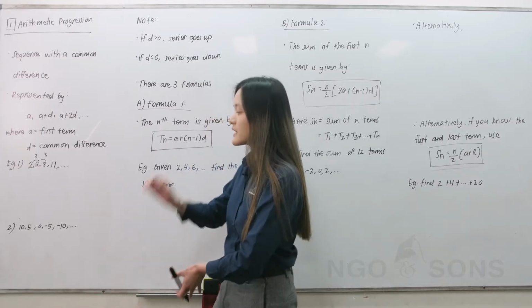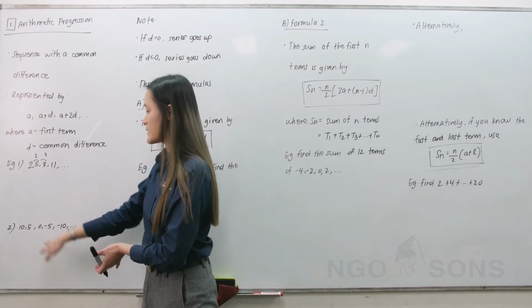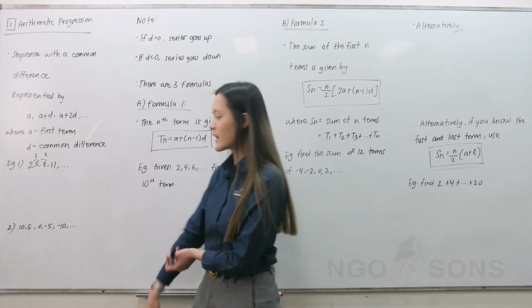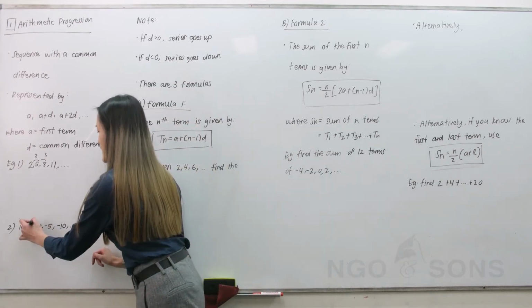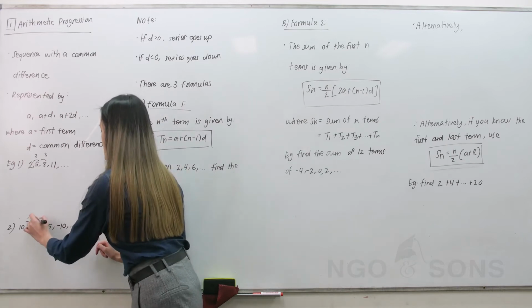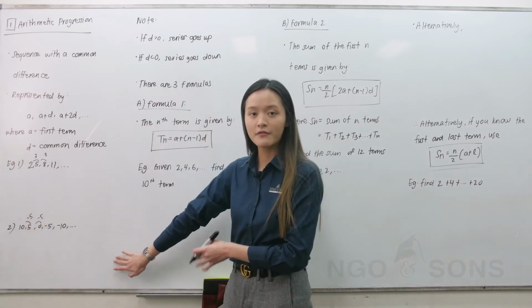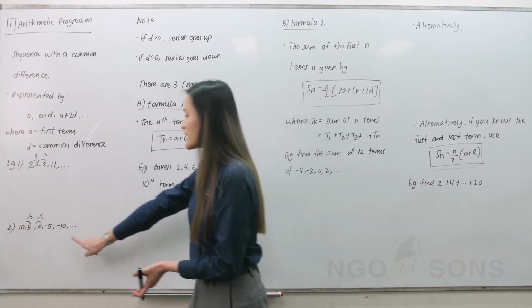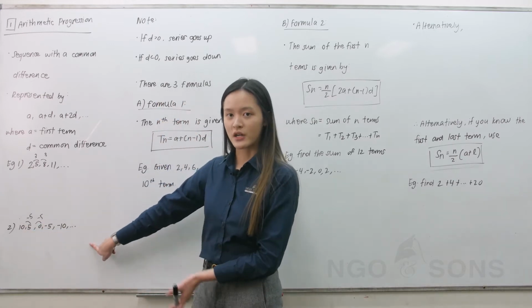Okay? Similarly, if you look at this sequence of numbers here, 10, 5, 0, minus 5, minus 10, etc. If I get the right minus the left, 5 minus 10 is minus 5, right minus left, 0 minus 5 is also minus 5. I have a common difference, so once again, this is an arithmetic progression.